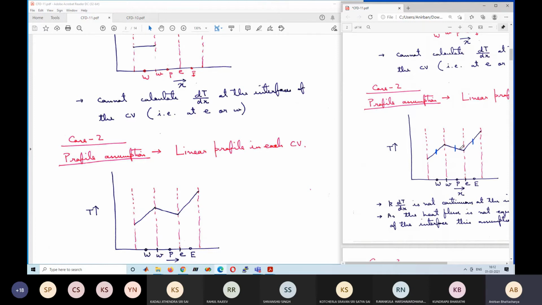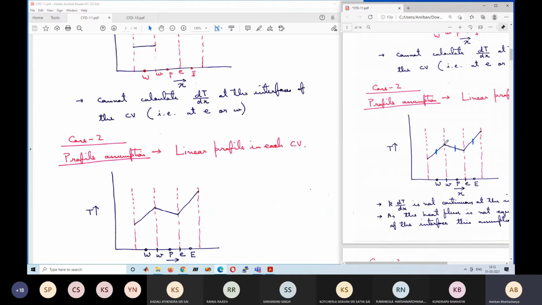So we join them together so that in each control volume, say small w to small e, the temperature is linearly varying. In the next control volume, again it is linearly varying. In the previous control volume, it is linearly varying. Like this. So now there is no discontinuity in the temperature at the interfaces.